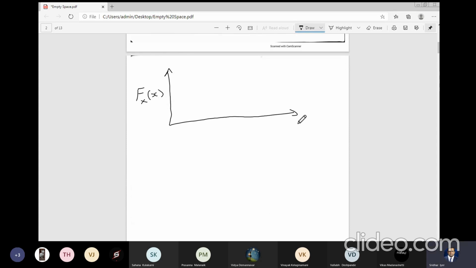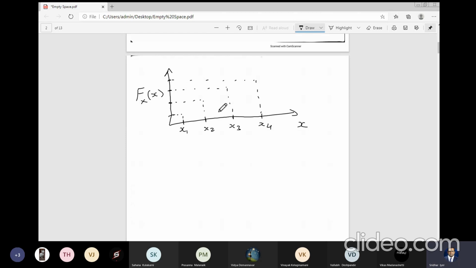So if I have FX of x on the y-axis, and these numbers x on the x-axis, then for each of these numbers, that is x1, x2, x3, and let's say x4, the CDF gets a value. So for x1, let's say this is the value. For x2, let's say this is the value. For x3, this is the value. And for x4, that is the value. So you can see here what is happening.